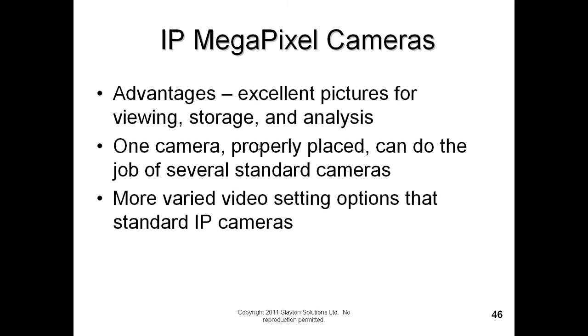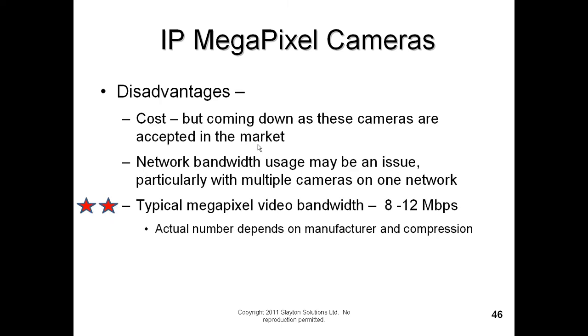So a couple of properly placed megapixel cameras is the right way to go, because megapixel cameras cost more than the IP standard resolution cameras. So there's a higher cost, but that cost is coming down. And we will see megapixel cameras, the ones that are $1,500 wholesale nowadays, will be $1,000 in a year, and a year after that they'll be $600, and they'll drop in price like everything else in technology does.